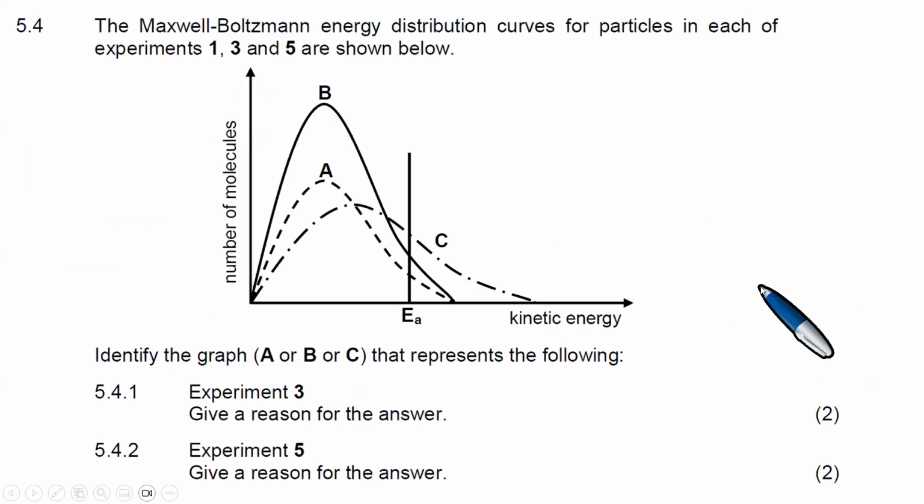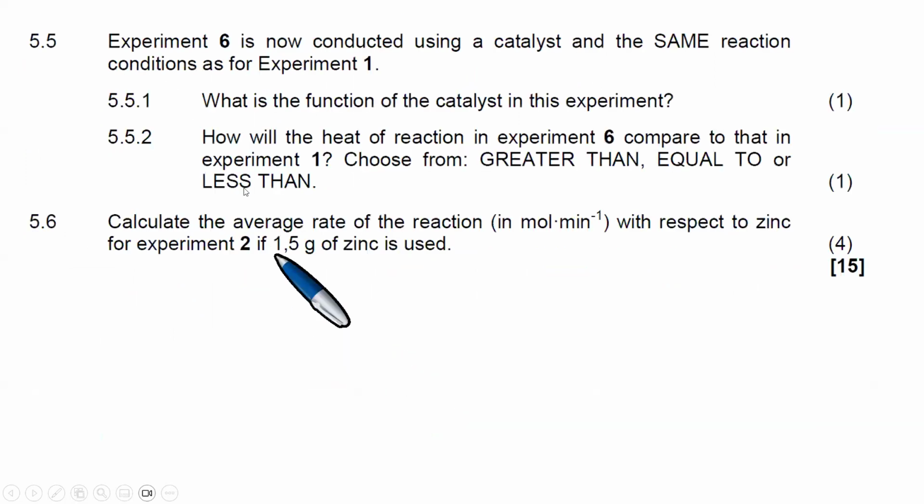And we're going to look at a couple of experiments. We're going to look at the Maxwell-Boltzmann, and we're going to look at experiment six. There are different types of experiments there. And we're going to calculate, for 4 marks, the average rate of the reaction in moles per minute with respect to zinc for experiment two, if 1.5 grams of zinc is used.